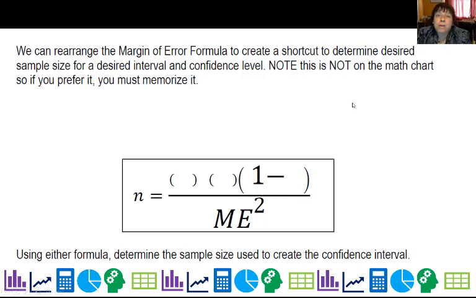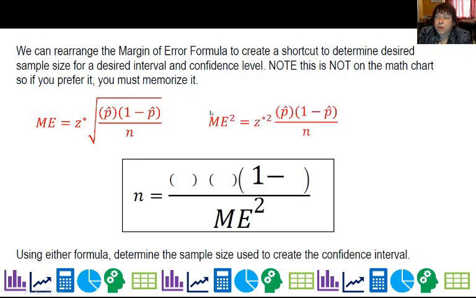Now, we can rearrange this margin of error formula to create a shortcut to determine the desired sample size. And note that this is not on your math chart. So if you want to use it, you need to memorize it. Basically, I'm starting with what I had before on the previous slide, and then I'm going to square both sides, and then cross multiply. I put a 1 underneath here and then solve for n, which ends up giving me this formula.